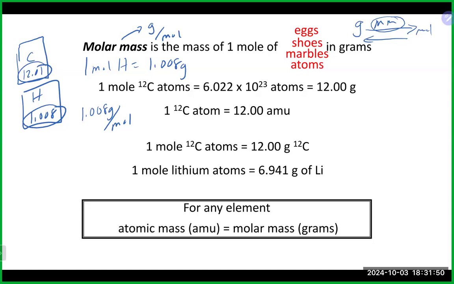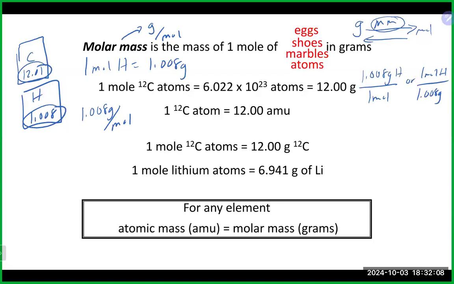We get it from the periodic table. And again, we could use it as a conversion factor. So 1.008 grams of hydrogen over 1 mole. Or again, you could flip it around if you need to. 1 mole of hydrogen would be 1.008 grams.